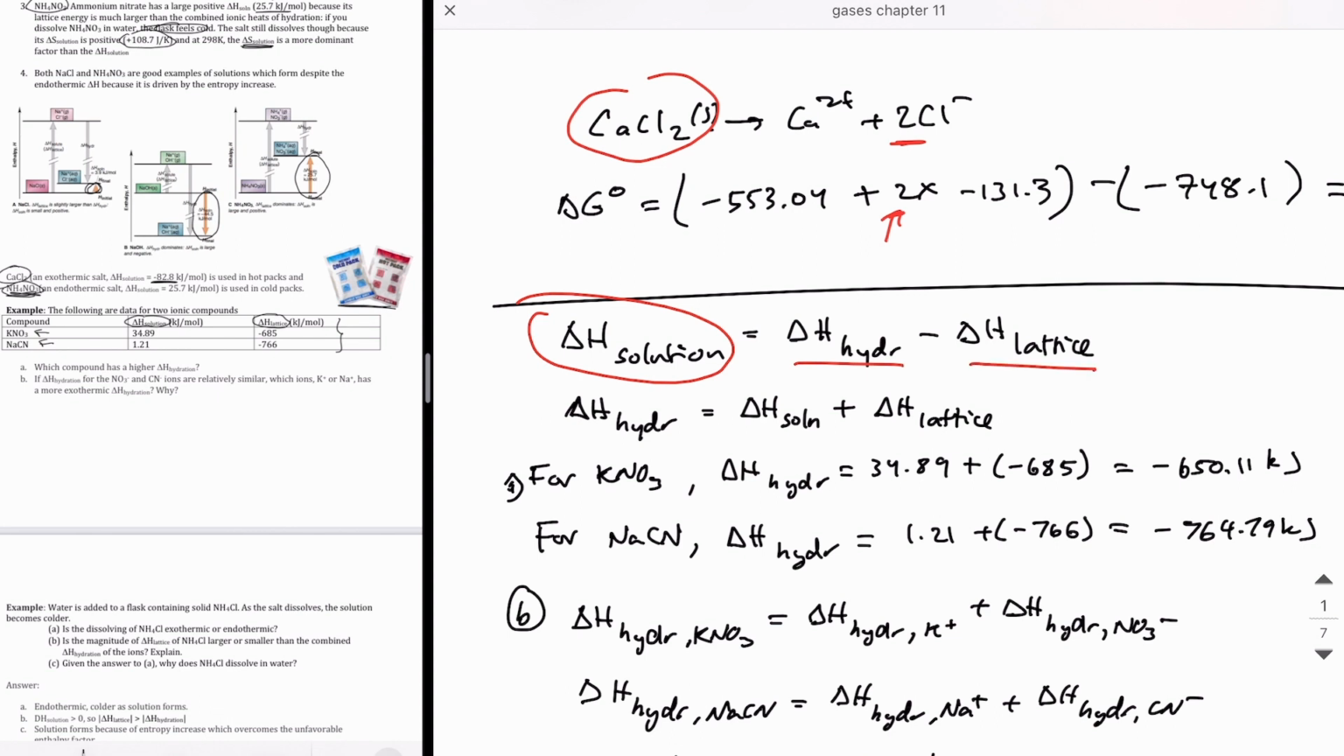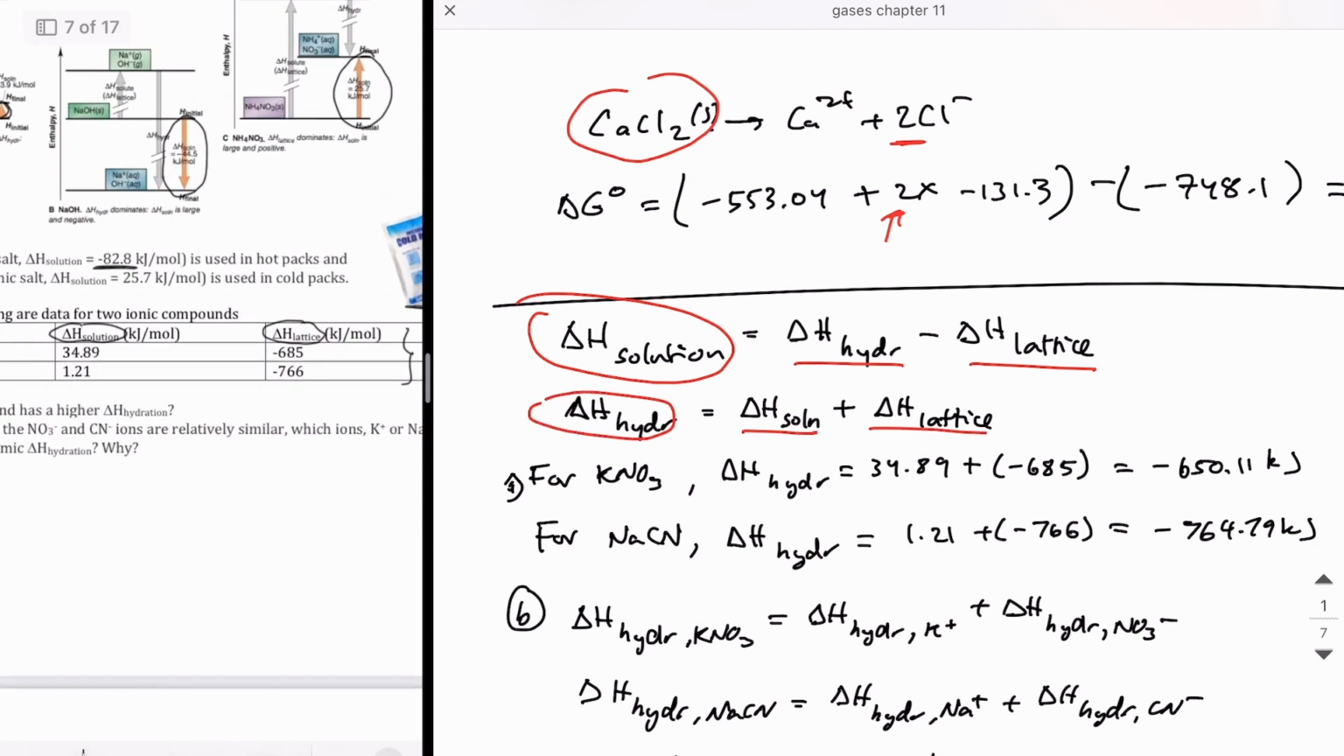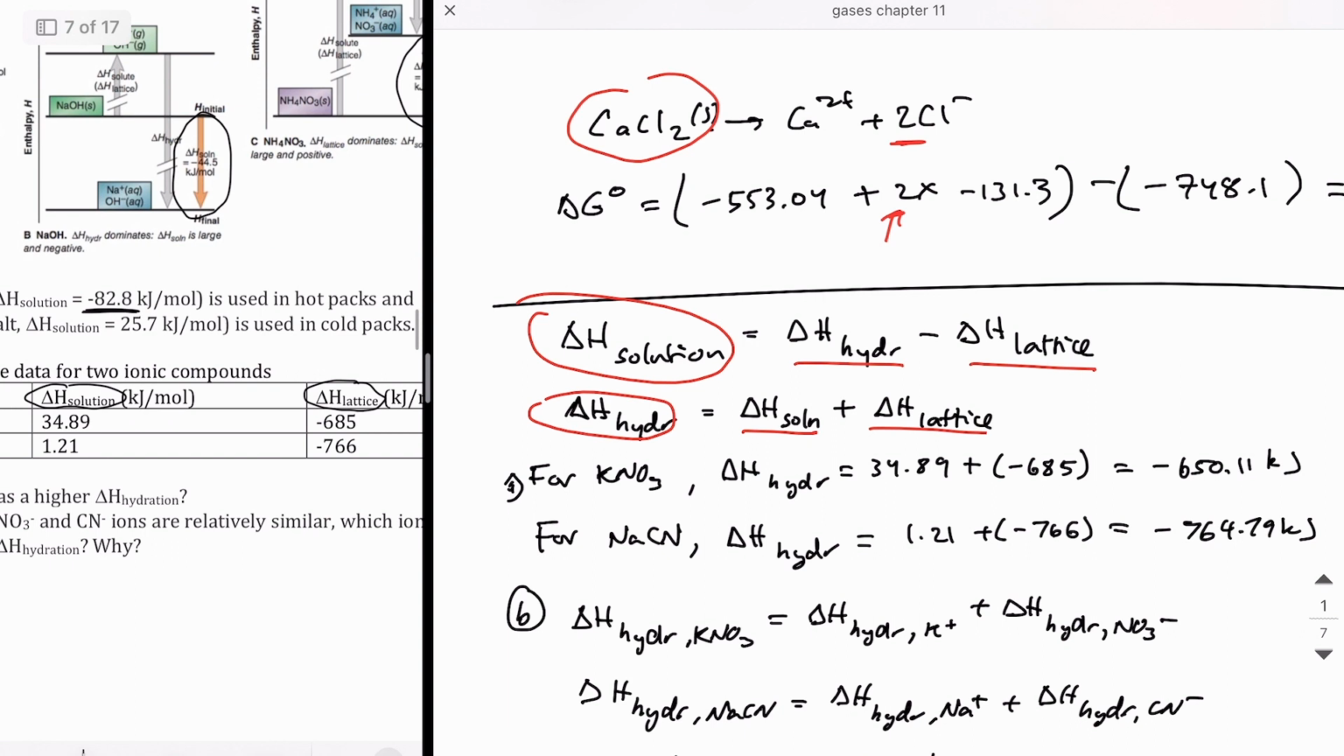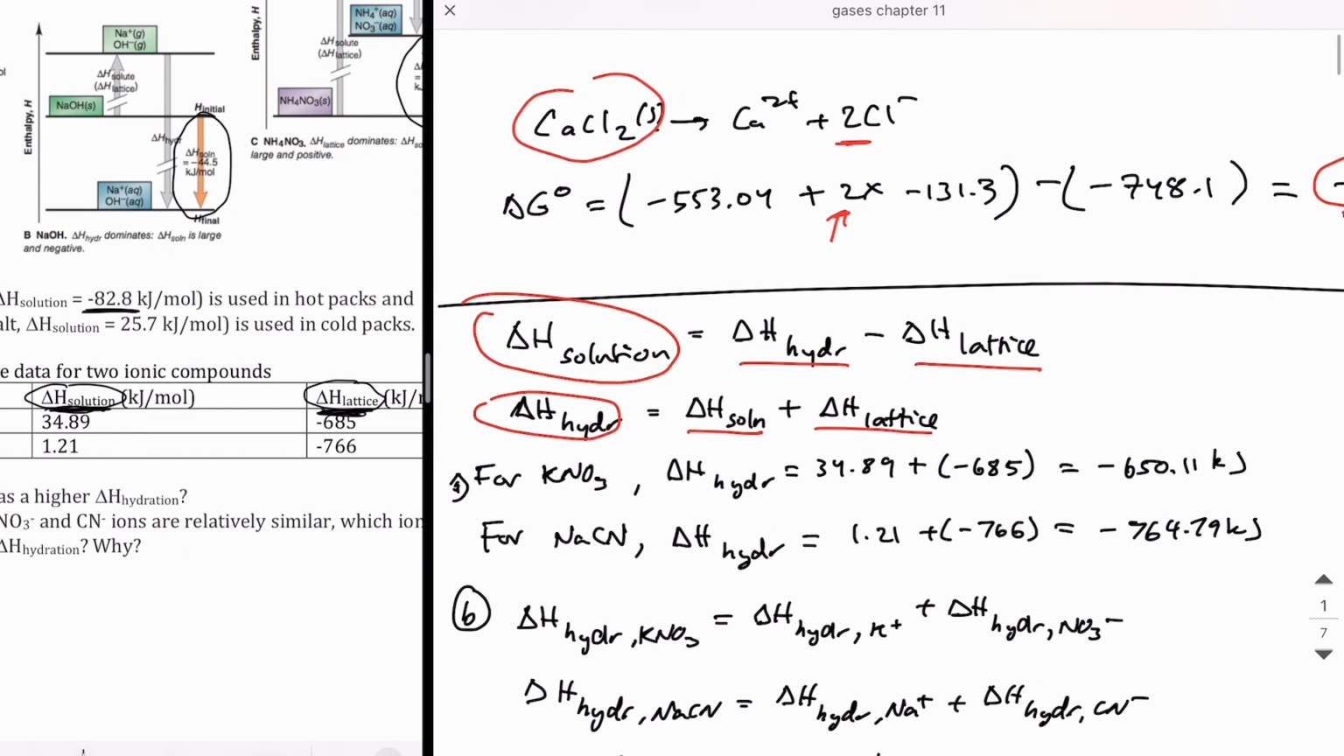So if I want to solve for delta H of hydration, then it should just be equal to delta H of solution plus the delta H of lattice. I'm given both of those numbers for both of these salts. Here's the delta H of solution on the left. Here's the delta H of lattice. And so all I need to do is just add those two numbers together. And this is what I got here on the right.